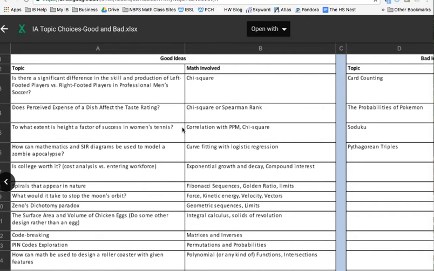ideas, but remember, as you're coming up with an idea, don't just think about something you're passionate about, and don't just think about a mathematics topic. Try to see if there's anything that you're passionate about and a math topic that you're interested in that kind of intersect somewhere. So these are just a few ideas.